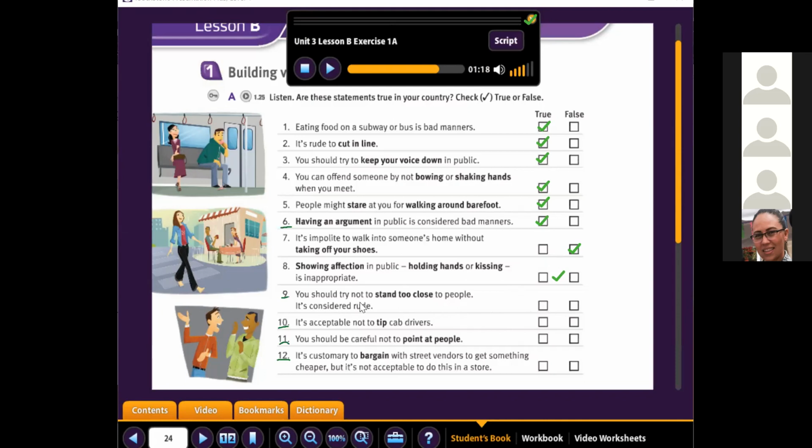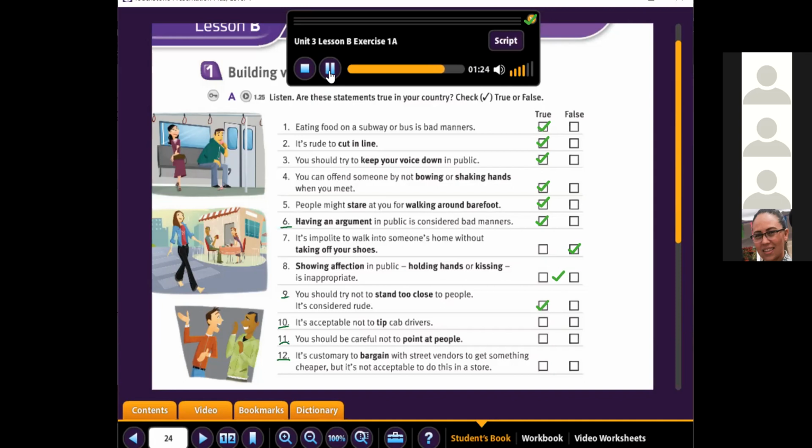Dice, no deberías tratar de estar tan cerca de una persona. Es considerado como grosero. Okay. In here, do we consider it rude if someone is standing too close to us? Yes or not? ¿Consideramos como grosero si una persona se nos acerca demasiado? ¿Sí o no? Yes. Yes, so it's true. Let's see.